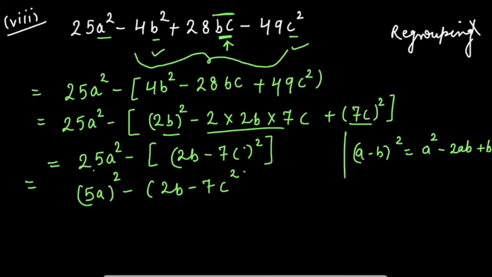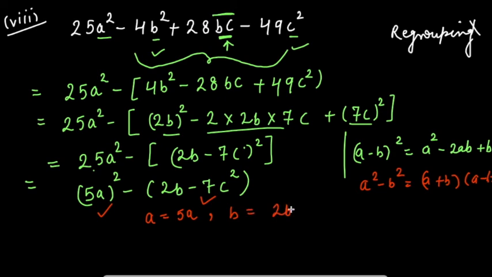Okay, now this is again in the form of the third identity. This is in the form of a square minus b square, which equals (a plus b) and (a minus b). What is my a here? a is 5a, and what is my b here? b is 2b minus 7c, right? This is not a square here. So b is my 2b minus 7c. Using the same identity, a plus b means 5a plus 2b minus 7c.